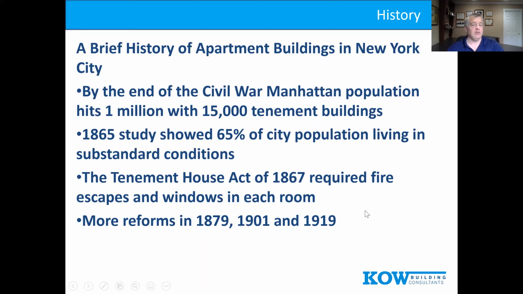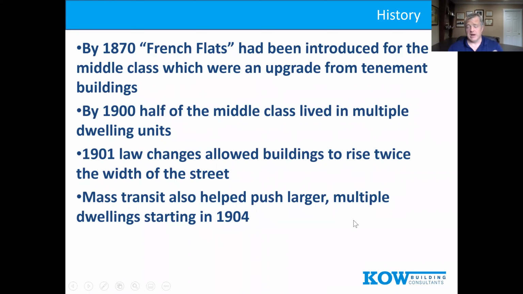And if you want to geek out, you can certainly Google and geek out on all this. A lot of this I found on the New York City Library System, which is terrific online information. But you can obviously Google this to your heart's content. By 1870, okay, now we're after the Civil War, French flats have been introduced for the middle class, which was an upgrade from old tenement buildings. And again, we're going to go through that definition of tenement buildings in a minute.